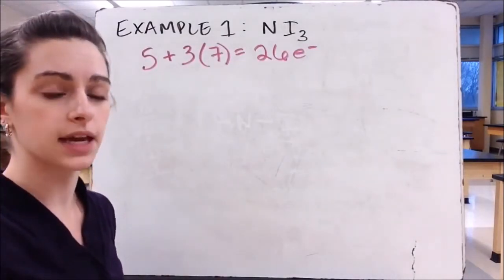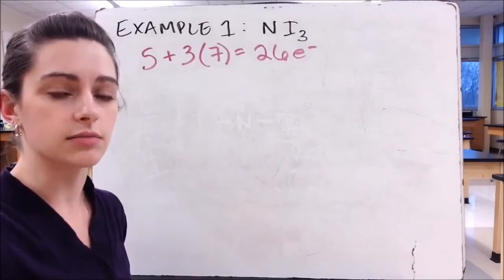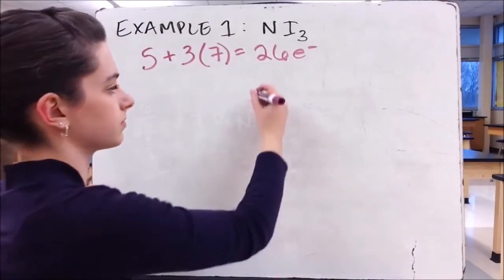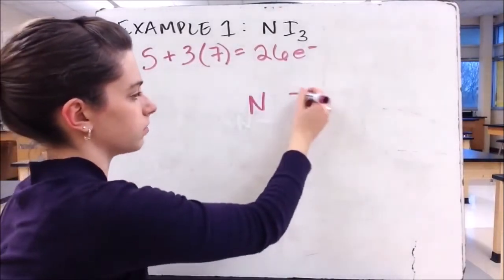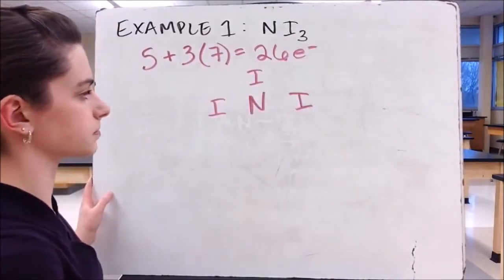So that's step 1. Step 2 is to figure out our central and terminal atoms. Our central atom is usually going to be our single atom. So in this case, it's going to be the nitrogen. So that's going to be our central. Our terminal will be our I's, and we'll arrange those around.